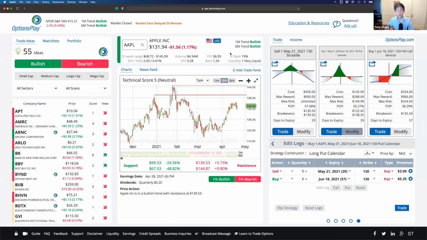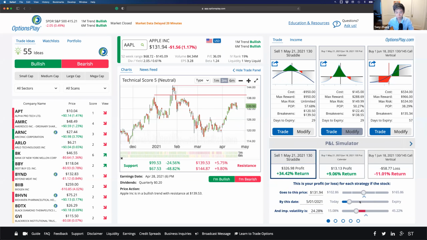So that's how you can utilize this tool to set up a calendar spread, compare it to a straddle, and use a P&L simulator and see how these strategies perform. Now, the thing about a calendar spread, unlike a straddle, is that you do have to wait a bit until expiration to see how these strategies work out.